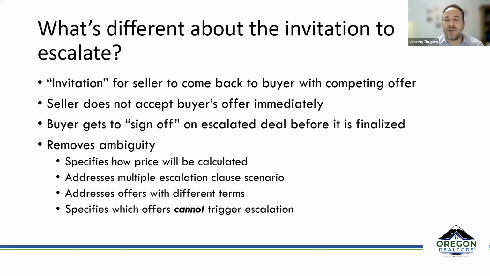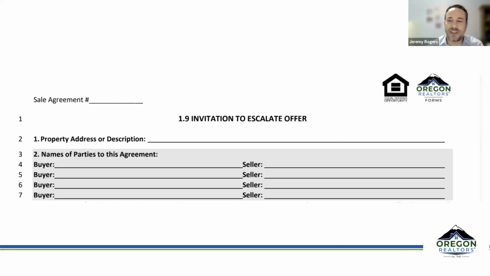We do this to remove the ambiguity. We specify in the document how the price will be calculated. We address the multiple escalation clause scenario. We address how to deal with offers with different terms, okay? We also specify which offers cannot trigger an escalation clause. And by the buyer getting that opportunity to sign off, we've addressed the problem of the parties agreeing to a contract without having a meeting of the minds about the price. So let's look at each section.